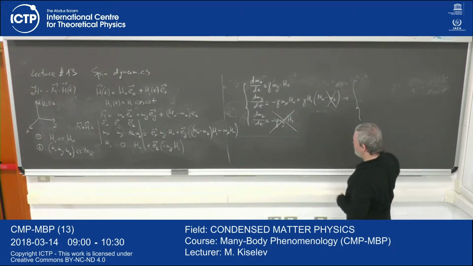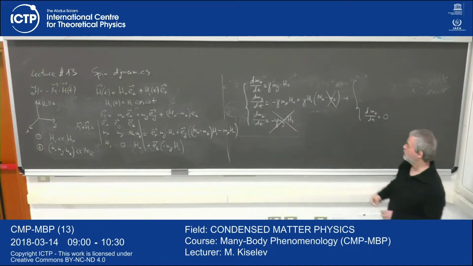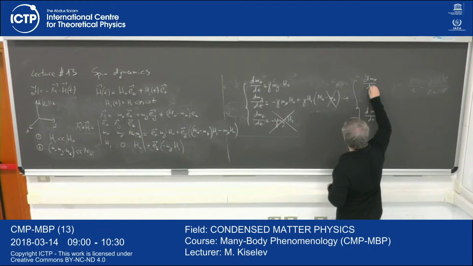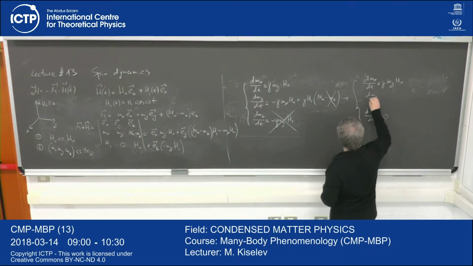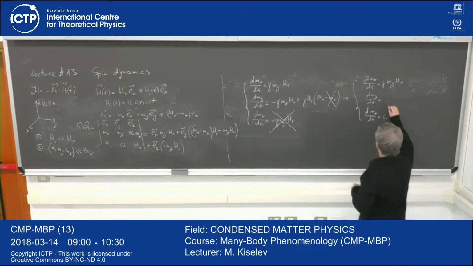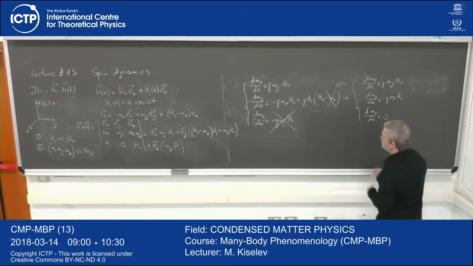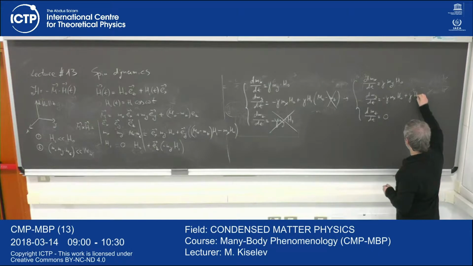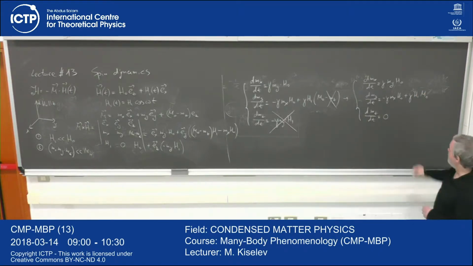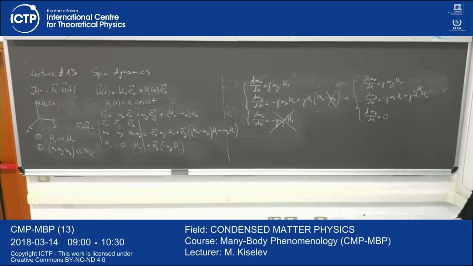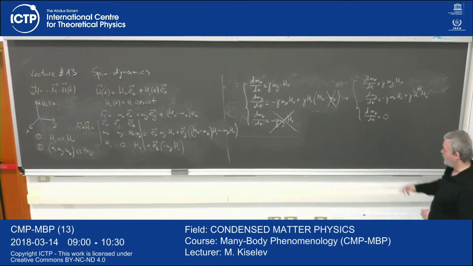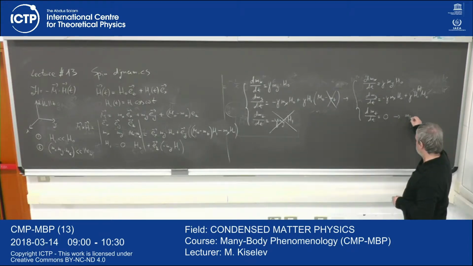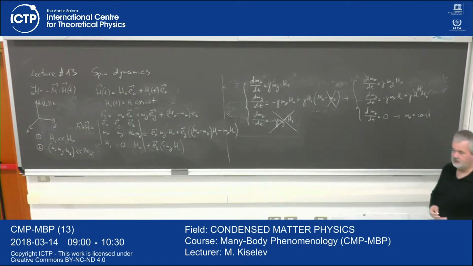As a result, we have a system of equations which reads dmz over dt is equal to 0, dmx over dt is equal to gamma my h naught, and dmy over dt is equal to minus gamma mx h naught plus gamma h1 m naught. Here h1 depends on t. This is this cosine function. Okay? So, let's look at these equations. First of all, the last one assumes that mz is constant. Good.